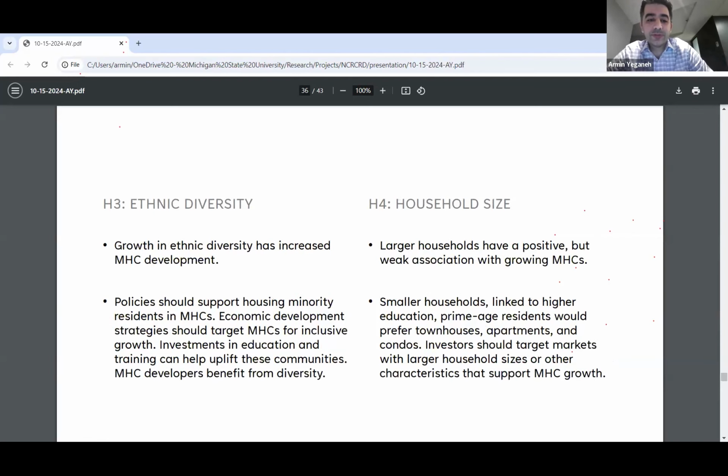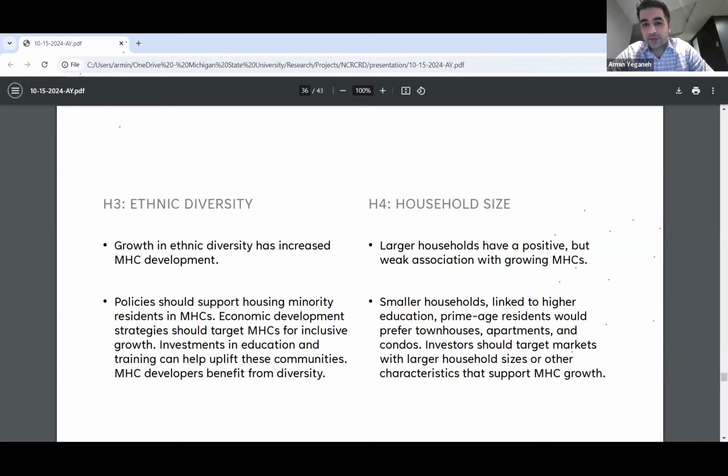Ethnic diversity seems to have a positive role in the growth and the share of manufactured housing communities, and it looks like policies should support housing minority residents in these communities because they go kind of together. And economic development strategies should target manufactured housing communities for inclusive growth. Investment in education and training can uplift these communities, and developers benefit from diversity.